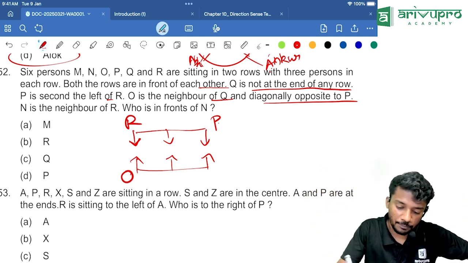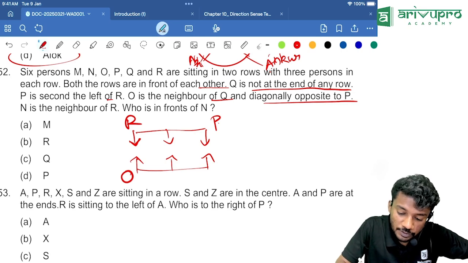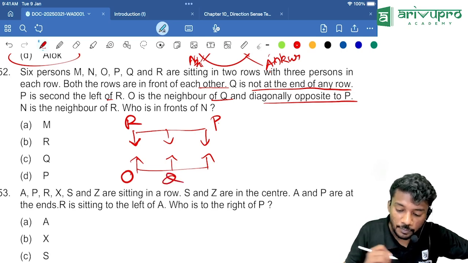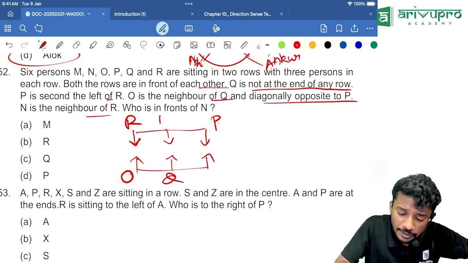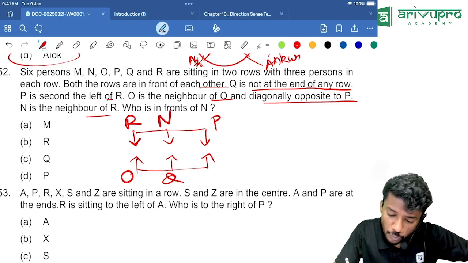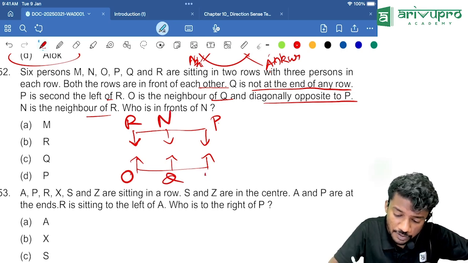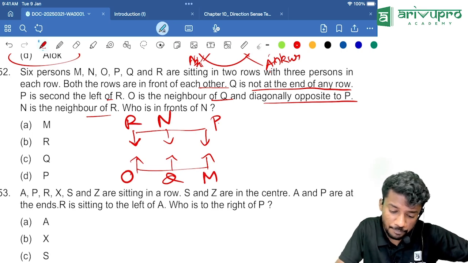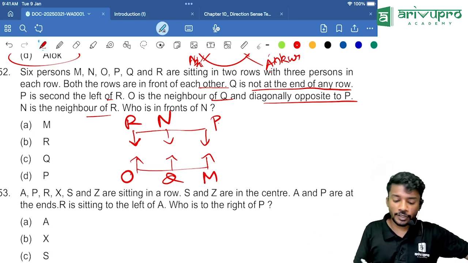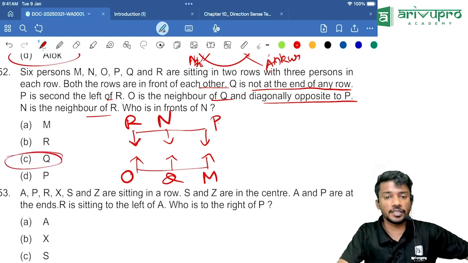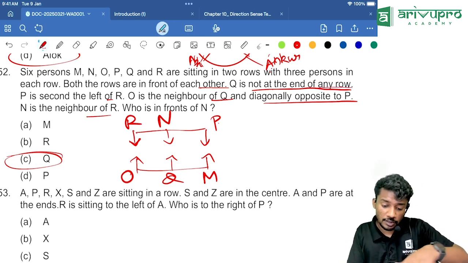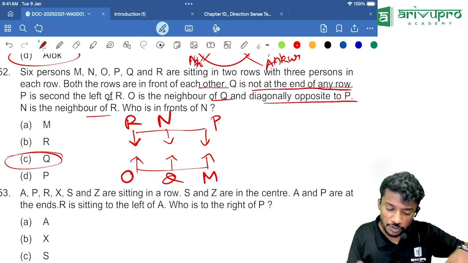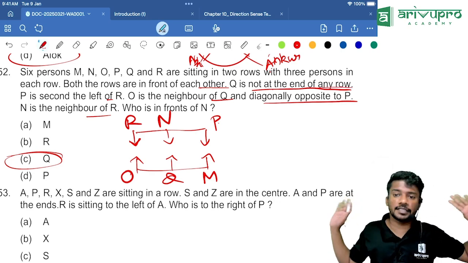Now what is happening? O is neighbor of Q. Then Q should be where? Middle. Then who is there? N is neighbor of R. N should be here. Then who is next? M is there. Anything told about M? No. So who is sitting opposite to N? Q is sitting opposite to N. Is there any point not coming right with respect to this? No, right? Everything is perfect, right?